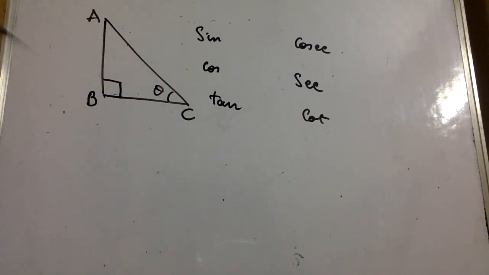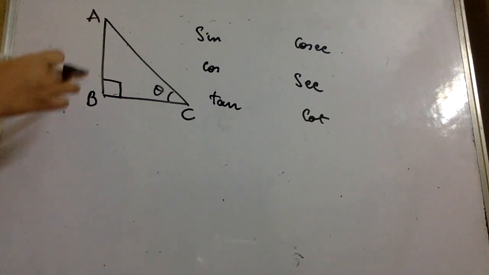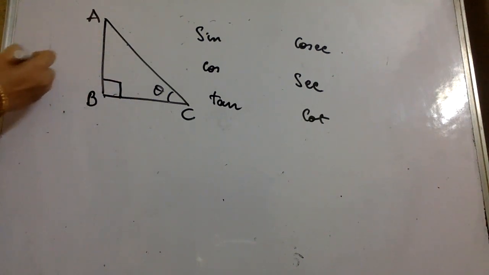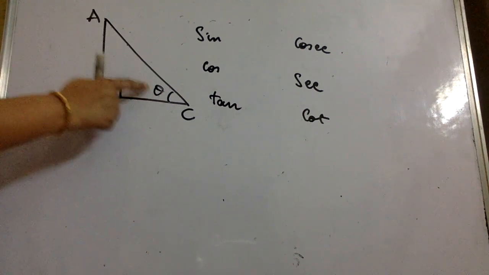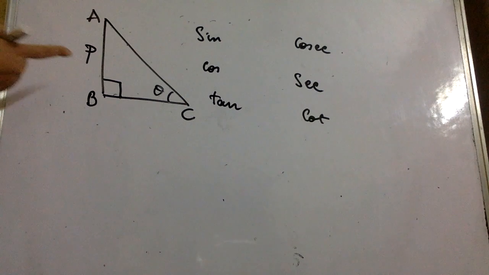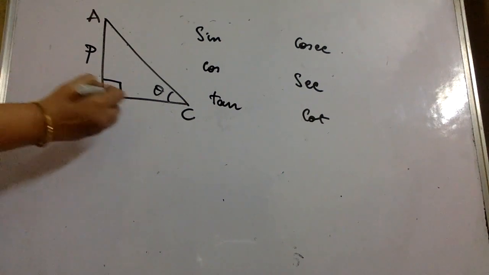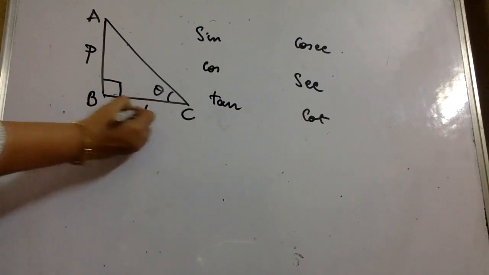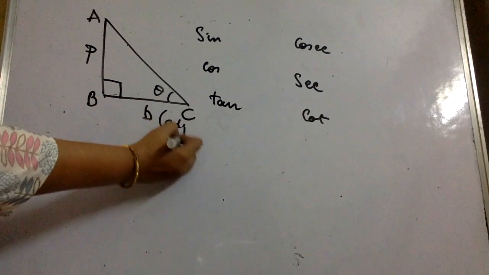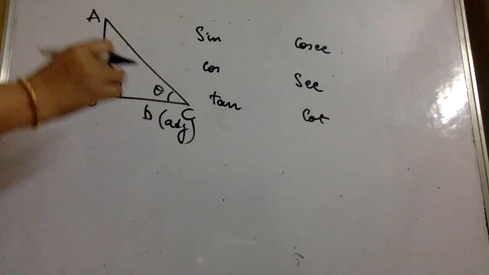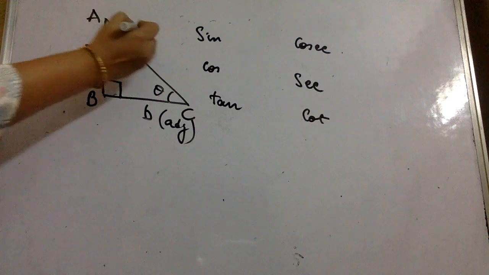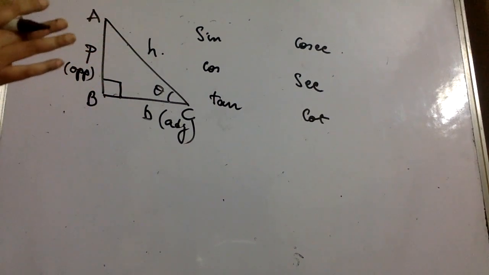Now if they say sine theta, and this is the angle theta, then for this angle theta, the side opposite to it will be called the perpendicular. That is why I have written P, perpendicular. The side adjacent to it will be called the base. This is also called the adjacent side sometimes, and the perpendicular is also called the opposite side sometimes. This is the hypotenuse, so it is always H.